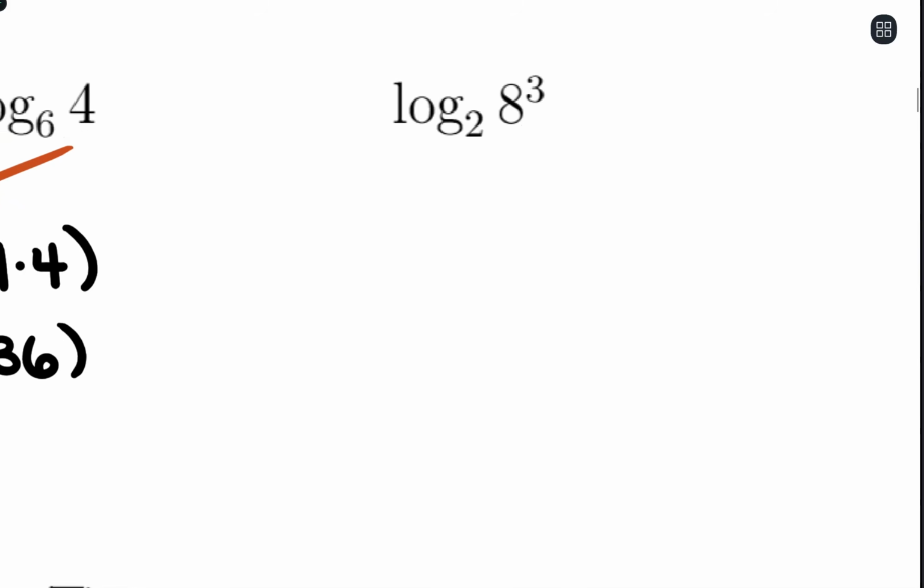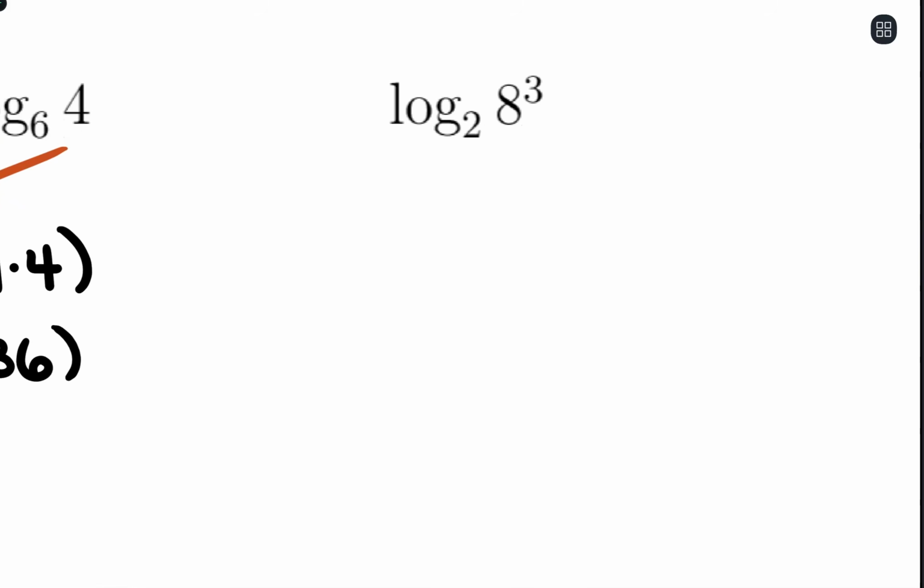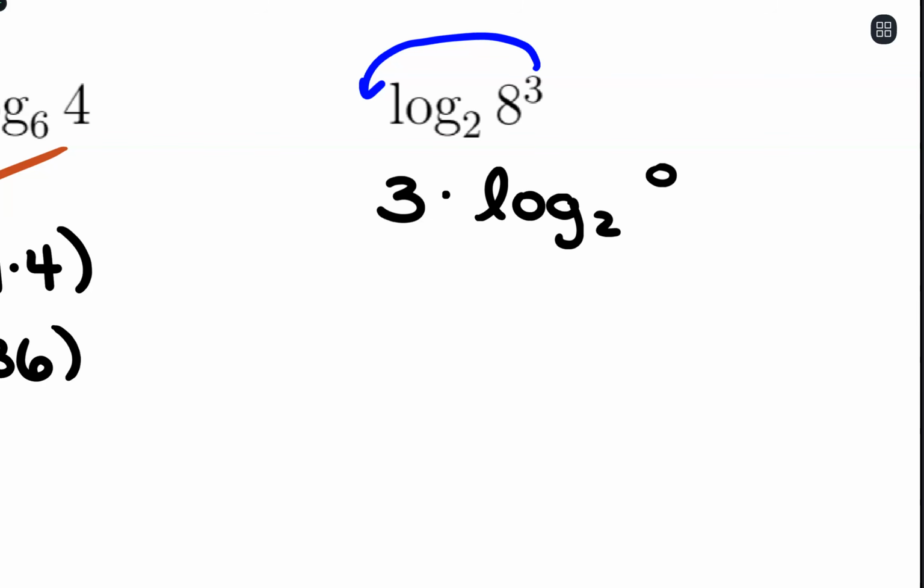All right, and then log base 2 of 8 cubed. There's a few different ways we can go about this one. Let's use that exponent property. So we have log base 2 of 8 cubed. What I'm going to do is take that exponent of 3 and move it out front. So that would be 3 times log base 2 of 8.